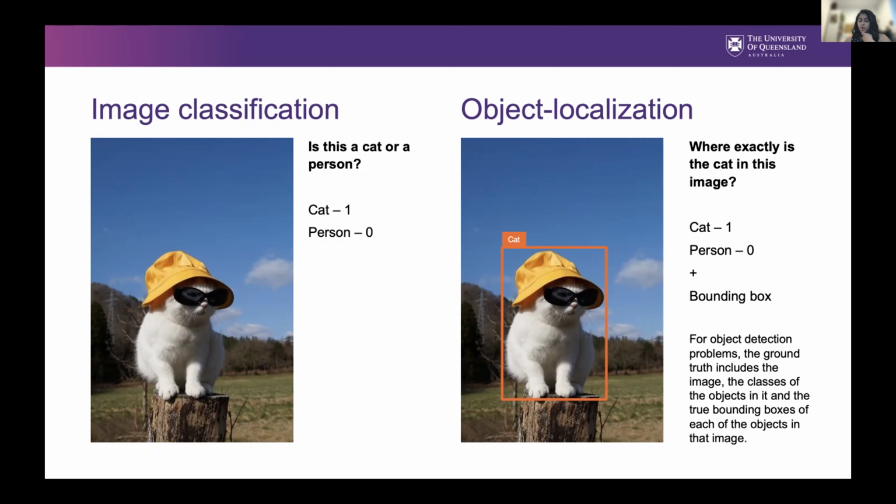So for an object detection problem, how the training works is that the ground truth we feed the neural network would include the image and the classes of the objects in that particular data set. Let's say I'm trying to detect cats and people. So my data set would have both cat images and images with people, right? And then I would want to feed it with bounding boxes of where each of those objects are as well, right? So that's ground truth for object detection or object localization.